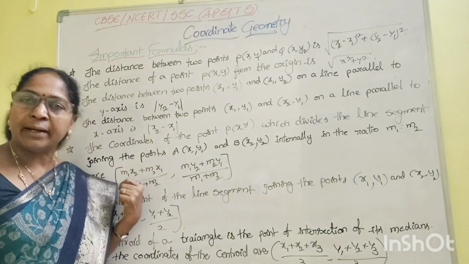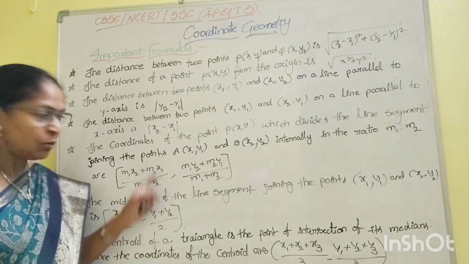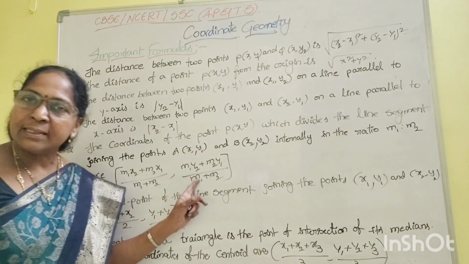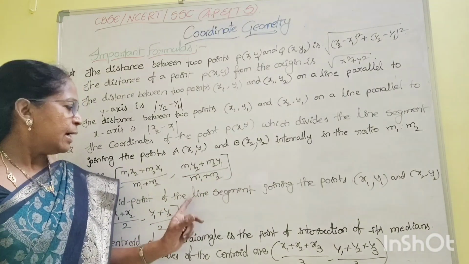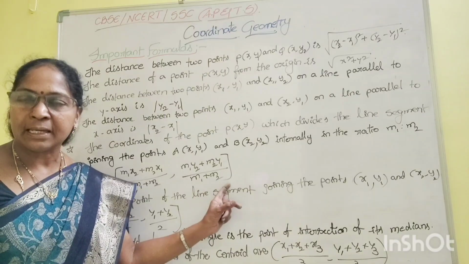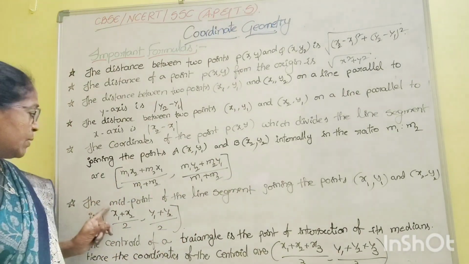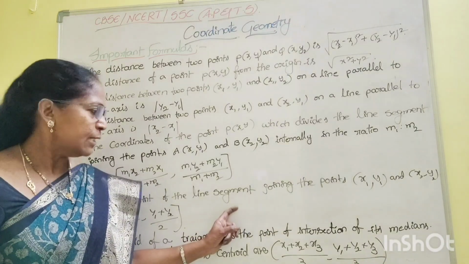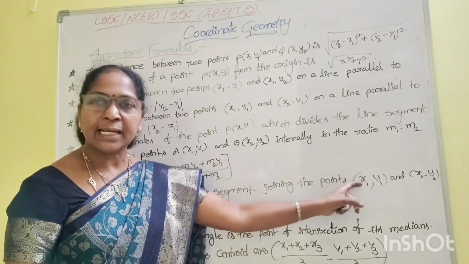Means m1 x2 plus m2 x1 divided by m1 plus m2. This is the x value. And the second one is m1 y2 plus m2 y1 divided by m1 plus m2. This is the formula.